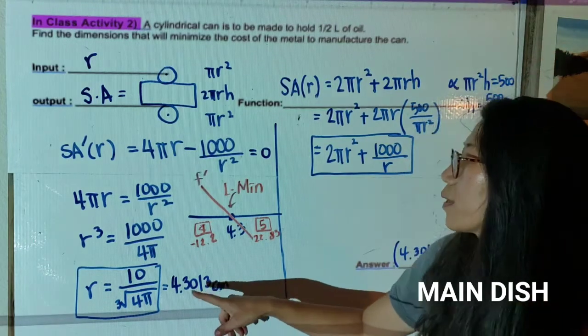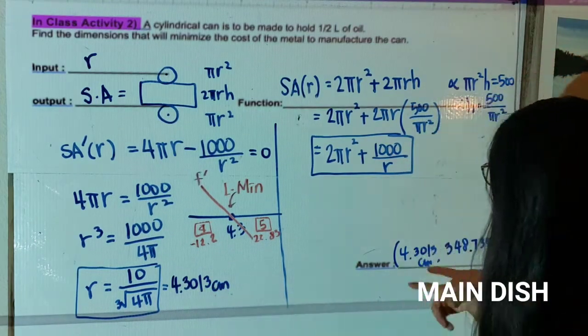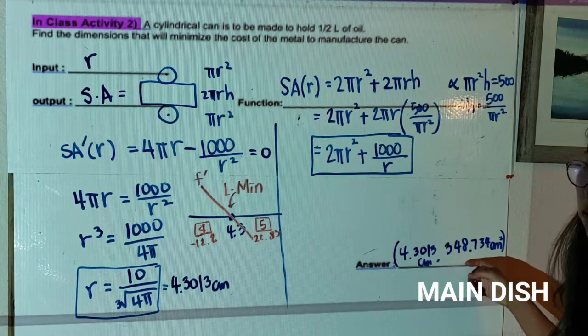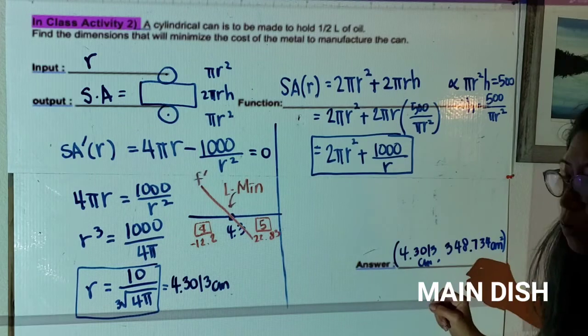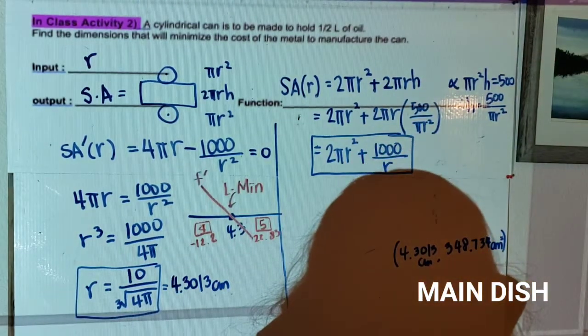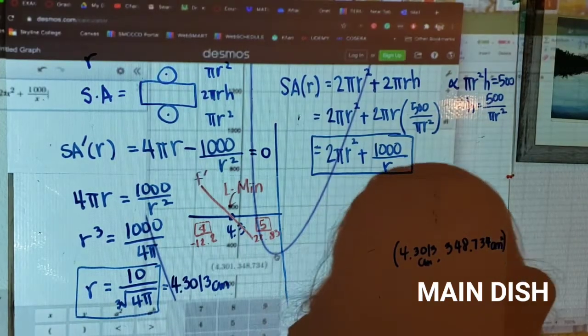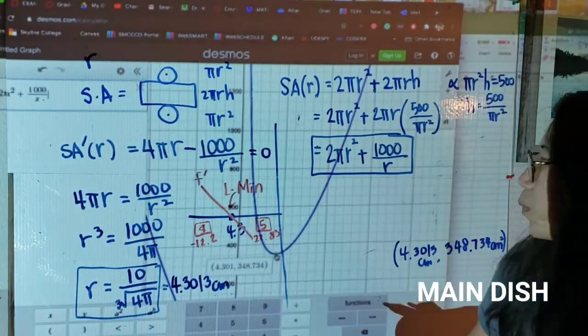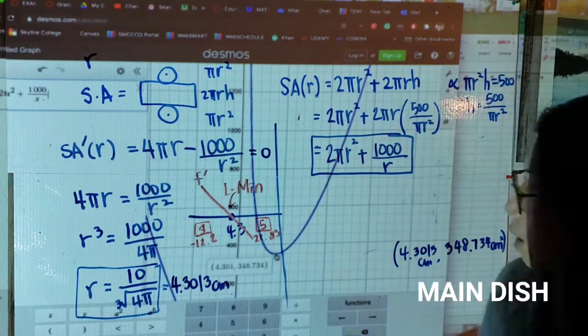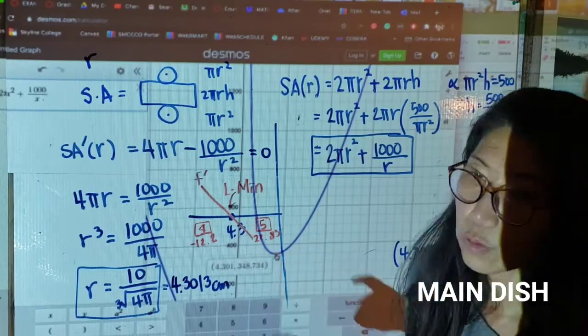Okay, so when I plug in this R value, it gave me my surface area as 348.734. Then again, I want you to check the answer. Is this really the correct answer? So you can always go back to here, but I actually need to see all your work as well. Do you see that 4.301, 348.734? Exactly. So if you graph, that's what you got.